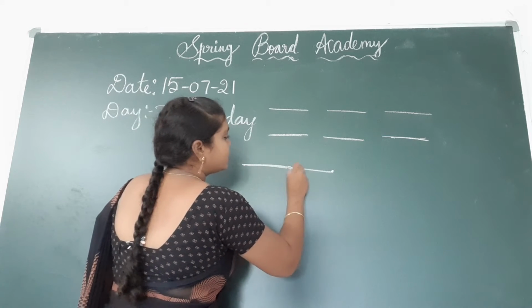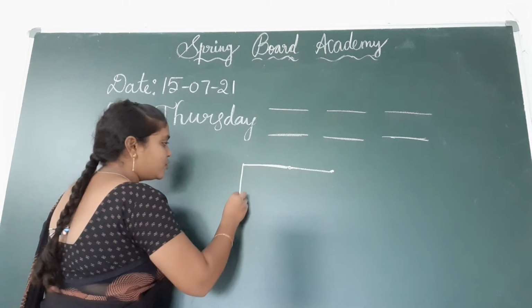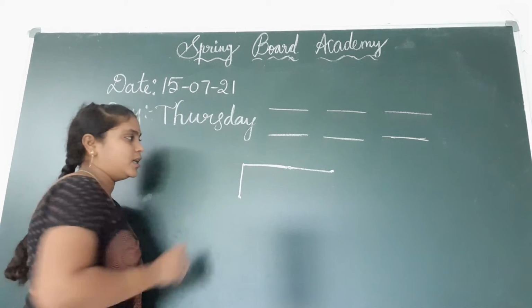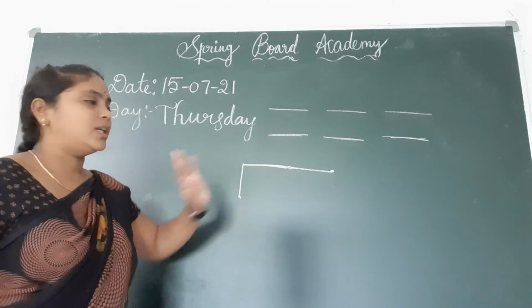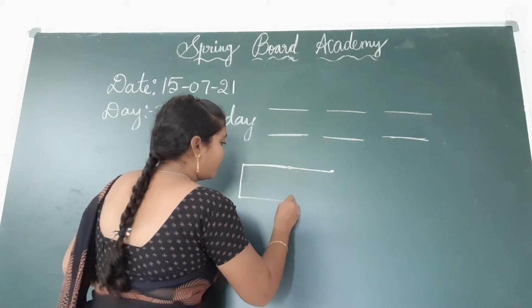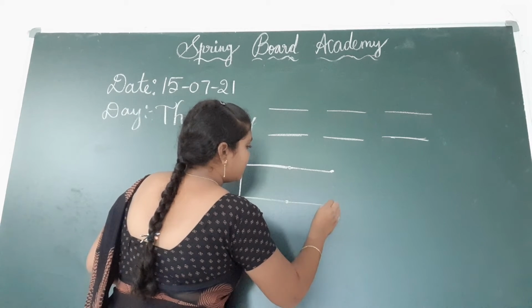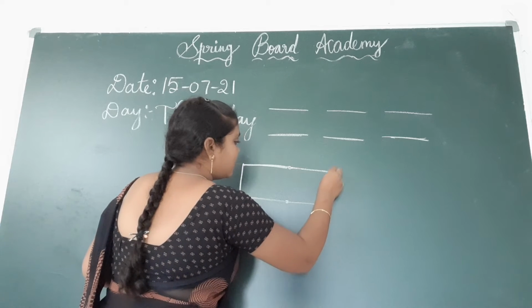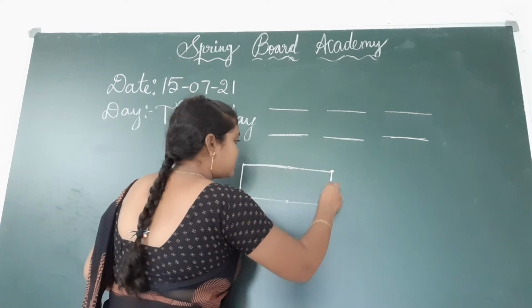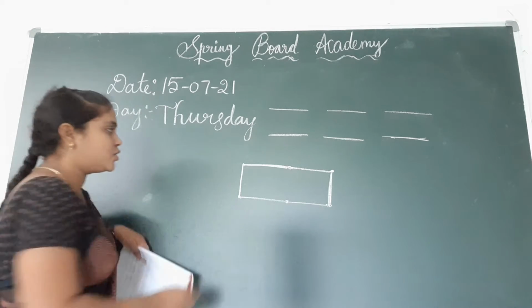Okay, here I use 2 sticks to draw this rectangle. And here I am using another stick. 1, 2, 3. Already 3 completed. Next, 4 and 5. And this is 6. Okay, here I use 6 sticks. Am I correct or not, children?